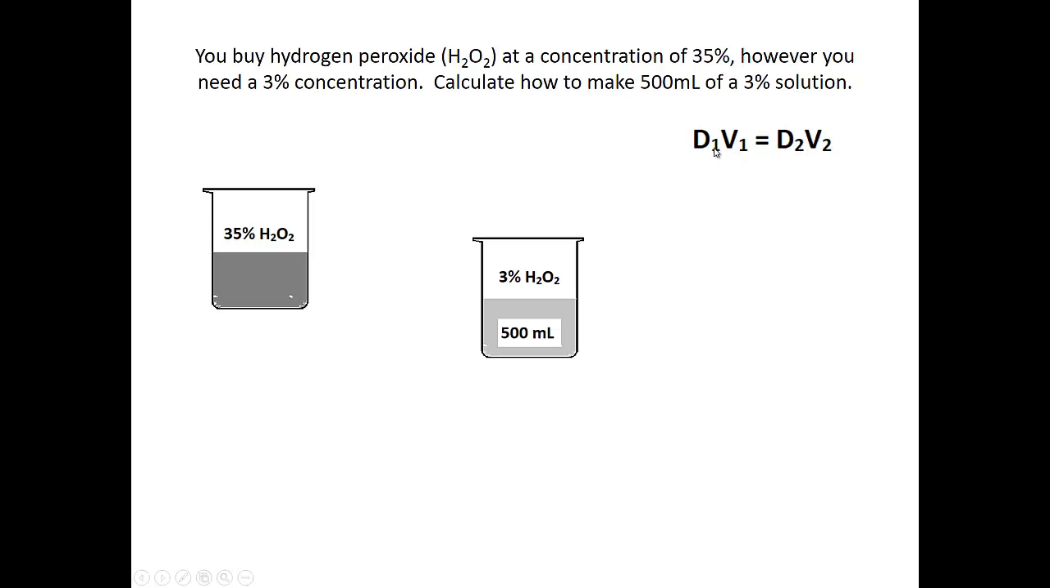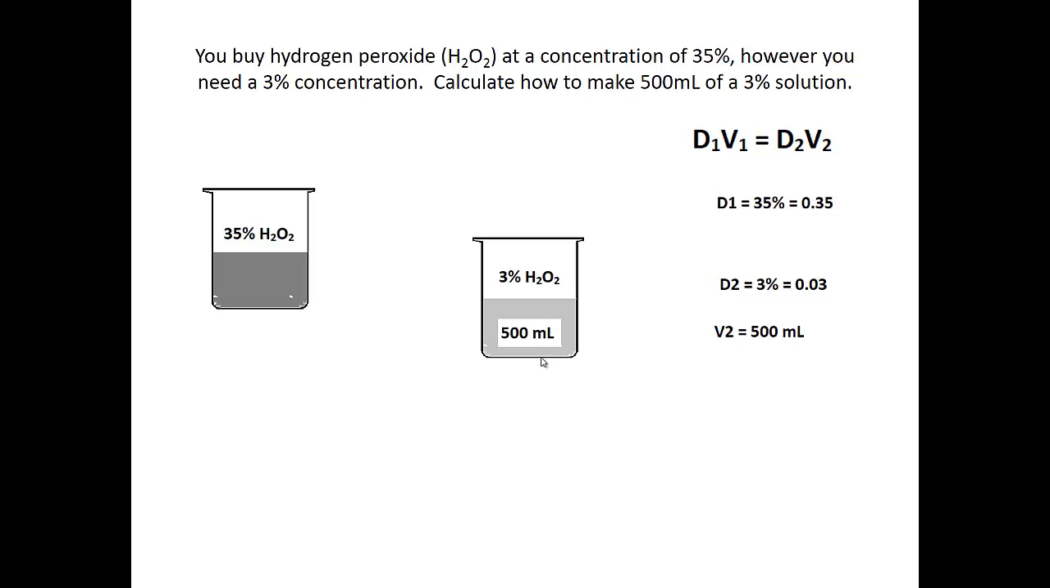So D1 is the value for the starting concentration. It's expressed as a percent, but when it goes into the equation, we want to convert that to a decimal. So take the percent, divide it by 100, or move the decimal place 2 units to the left, and D1 will become 0.35, and that's what will go into the equation. D2 is our 3%. Once again, divide by 100, and we're going to get 0.03. V2 is 500 mLs.